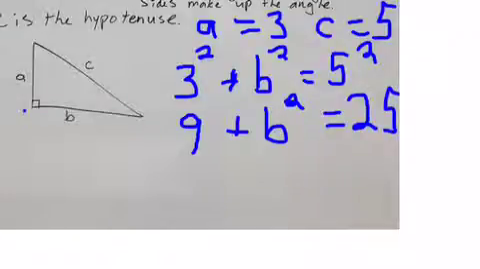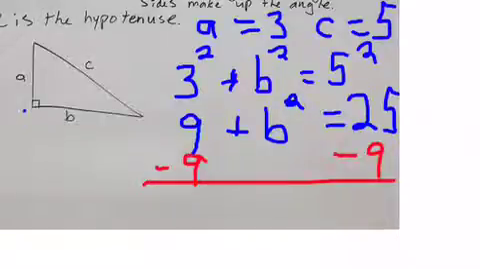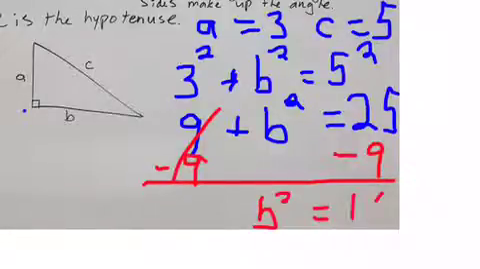Okay, now we're trying to get B squared, so we have to get that 9 out of the way. So to get the 9 out of the way, we have to subtract it on both sides. So what we do to one side, we have to do to the other. These will go away, which will leave us with just B squared equals, so 25 minus 9 is 16, right?